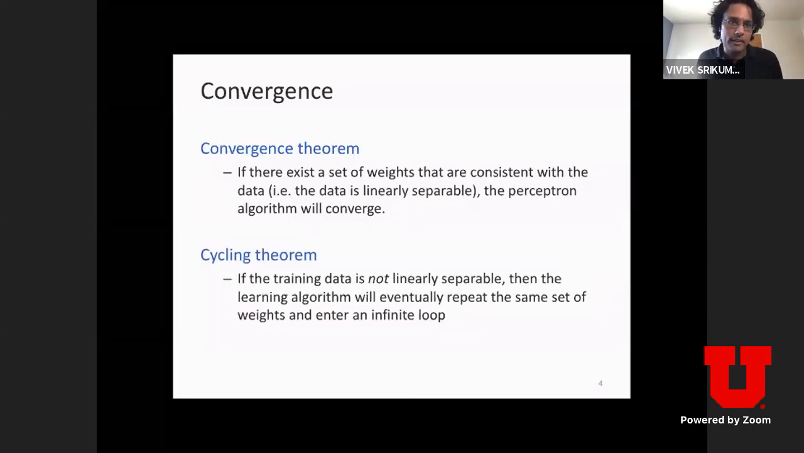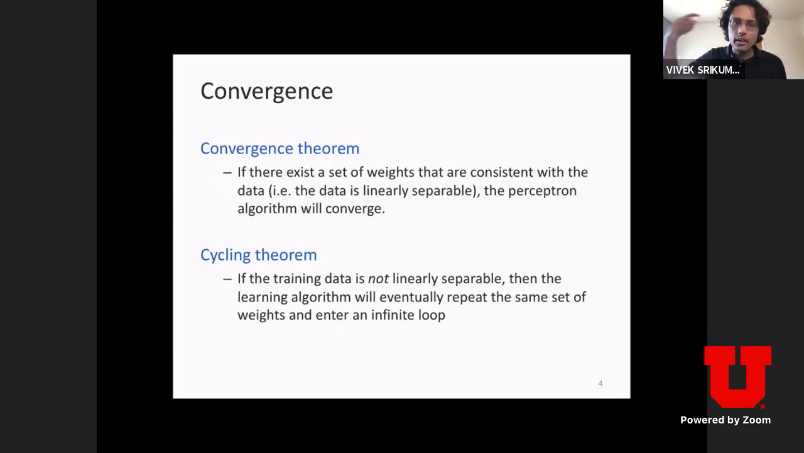There's also the cycling theorem, which says if the training data is not linearly separable, then the learning algorithm will eventually repeat the same set of weights over a period of time. It'll enter an infinite loop. So it'll essentially never converge. It'll keep making mistakes.